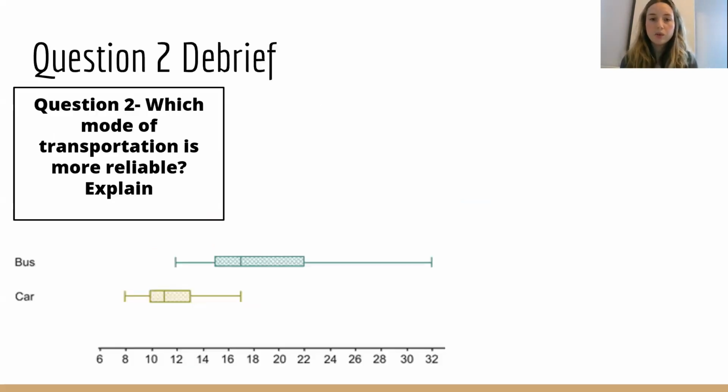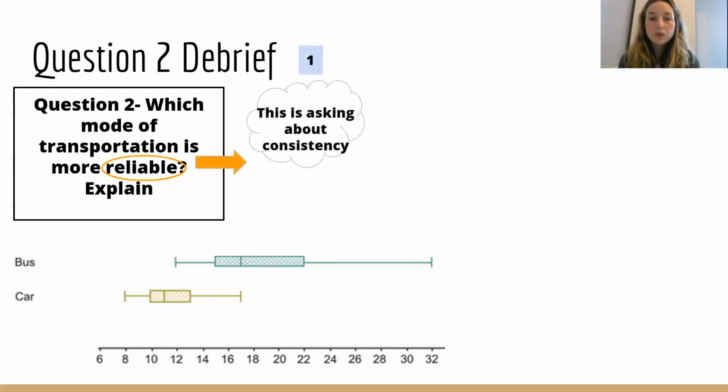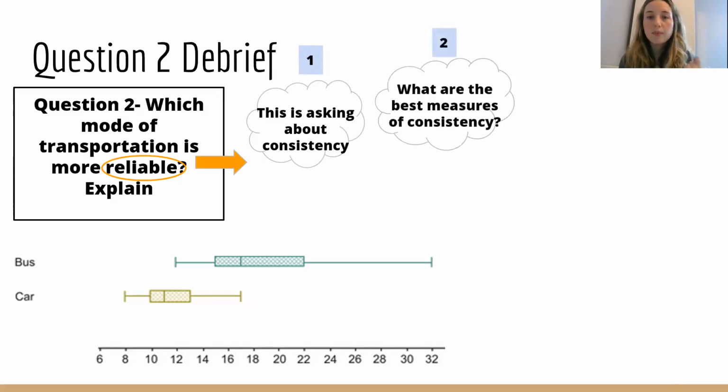Okay, let's debrief this question. So the first thing I notice when I'm looking at this question is that it has the word reliable. This tells me that we're talking about consistency here. And so the next question I ask myself is, what are the best measures of consistency given the data?